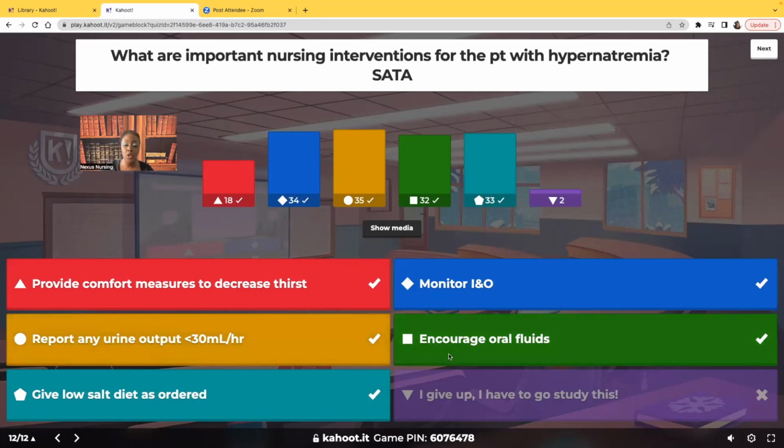We're going to encourage oral fluids because we want to flush those kidneys. We're trying to get the sodium out and give a low sodium diet as ordered. They've got too much sodium in their system as it is. They don't need to get it through food. So those are the important nursing interventions for your patient with hypernatremia.